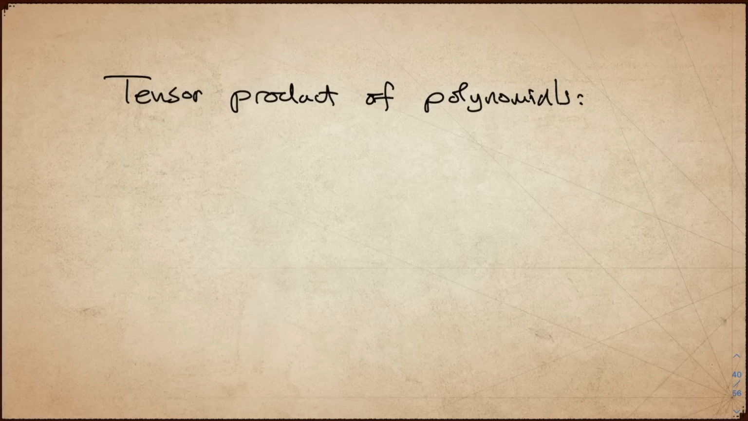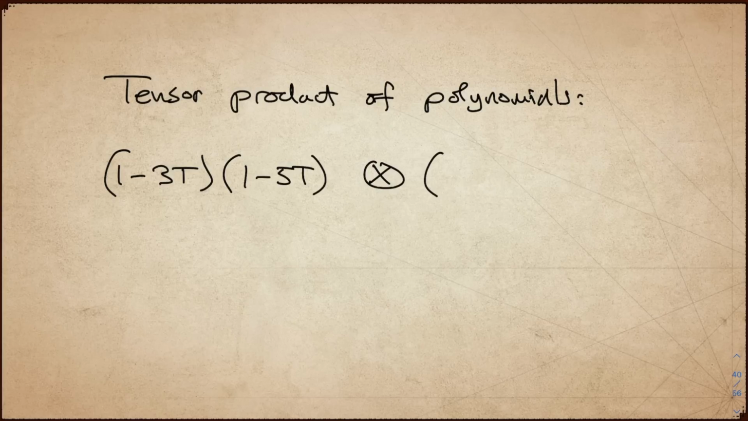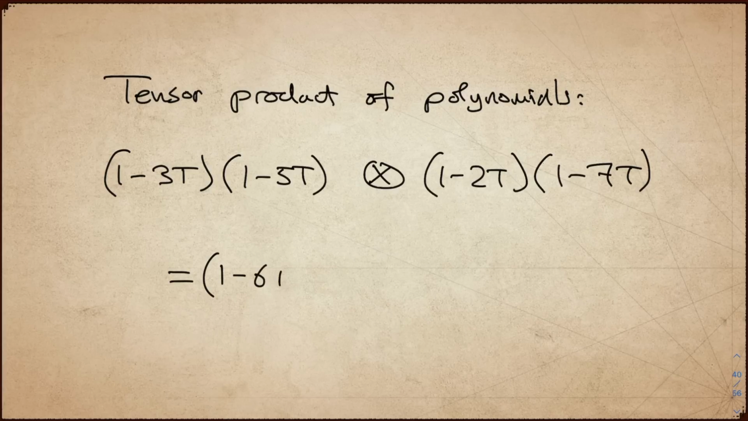For the main step, the idea is to work not with the entire sequence like we just did, but instead with the individual Euler factors. For one prime at a time, we would take the tensor product of the local polynomials. Well, what does that mean? The idea is that if you have, for example, the polynomial 1 minus 3t times 1 minus 5t, and the polynomial 1 minus 2t times 1 minus 7t, then the tensor product would be 1 minus 6t times 1 minus 21t times 1 minus 10t times 1 minus 35t.